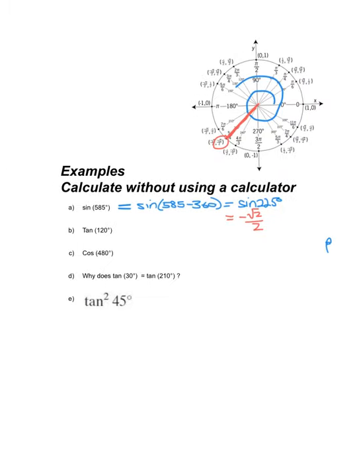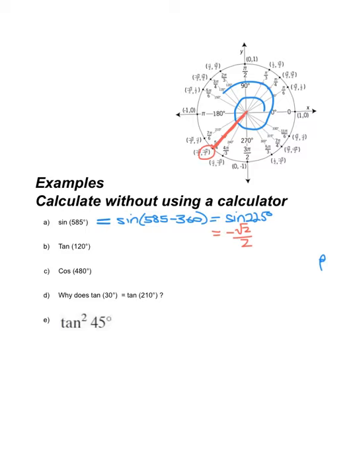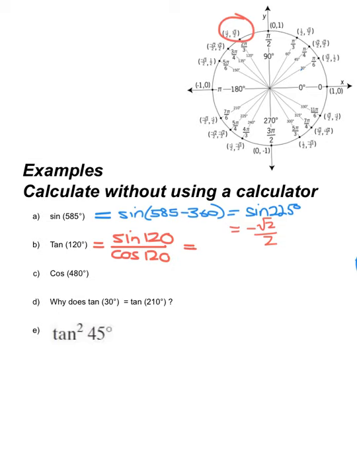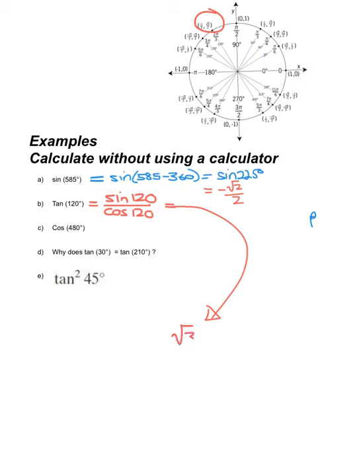Now if it's not on the unit circle, well then I can just put it in my calculator. Tan of 120. Well, tan is sine over cos. So that's actually going to equal sine of 120 over cos of 120. And I'm going to find those values over here. So sine of 120, if I just erase my mess and look up here, sine of 120 is root 3 on 2 and cos is negative a half. It's this coordinate up here. So that's going to actually equal root 3 on 2 over negative 1 over 2.